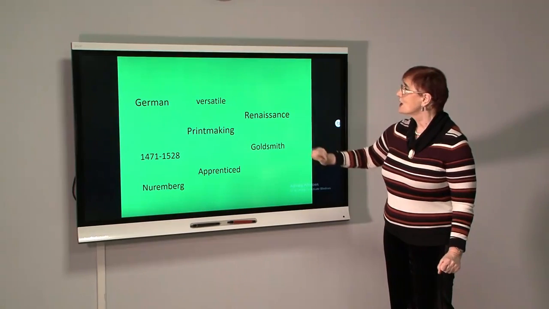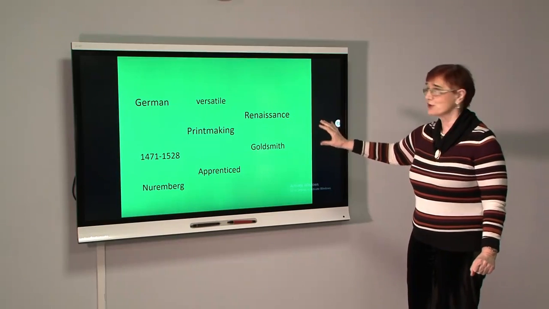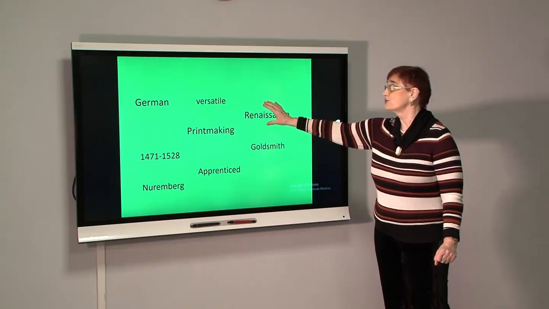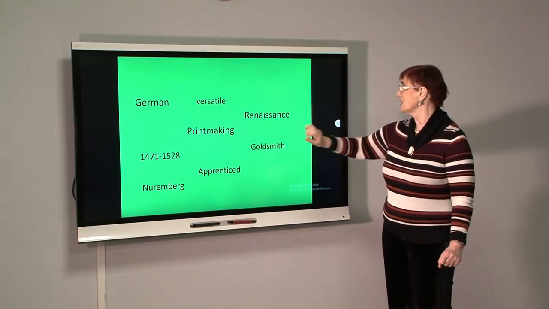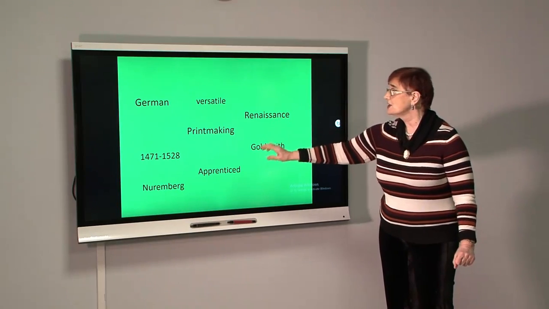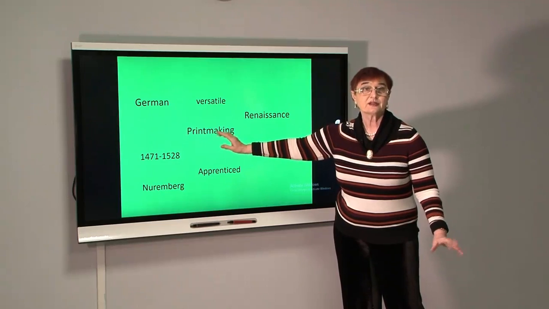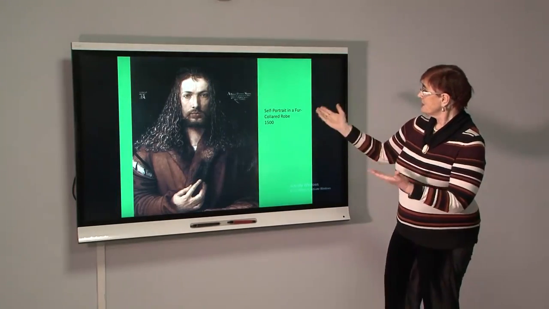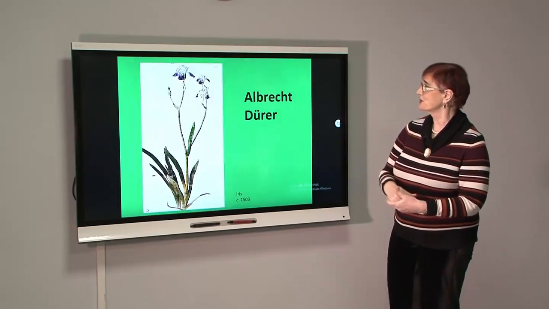Next one, please. So this is some information about Albrecht Dürer. He was German, he was versatile, he comes from the period of the Renaissance. His job was printmaking, he worked as a goldsmith, as an apprentice, he lived in Nuremberg, and these are his birth and death dates. So, this is his self-portrait.